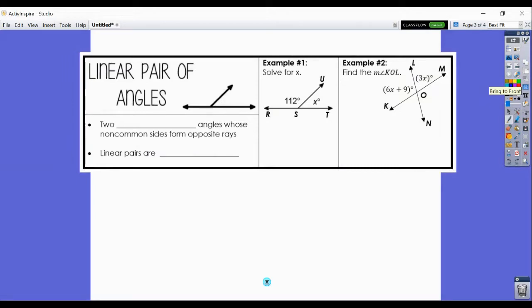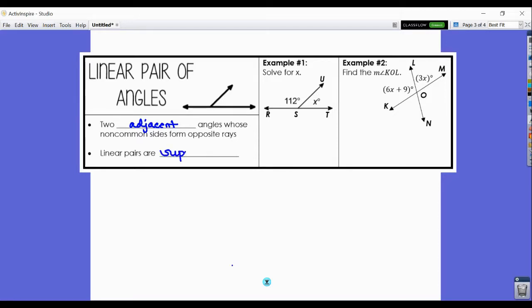So the third angle relationship we're going to talk about today is linear pair of angles. A linear pair is when two adjacent angles, which means next to, so two angles next to each other, whose non-common sides form opposite rays. Linear pairs are going to be supplementary. And we just talked about supplementary, meaning that it adds up to 180. So if you want to write that there, just as a reminder, they add up to 180. To help me remember this one, I think of linear pair and I see the word line.